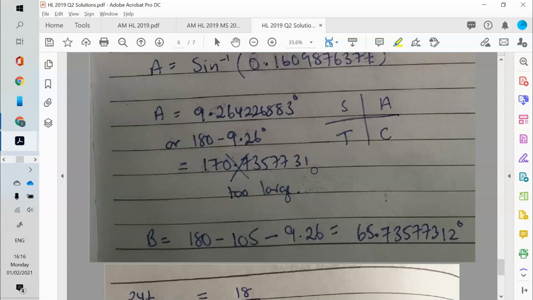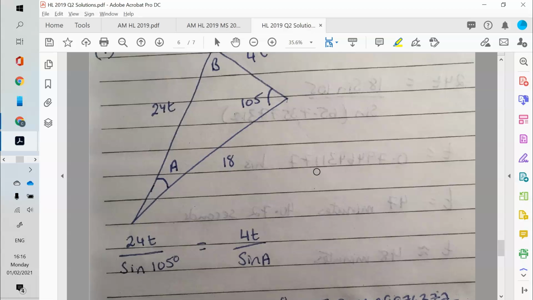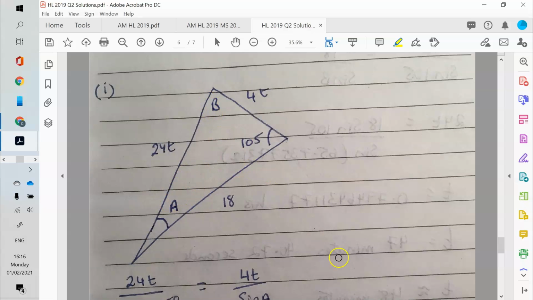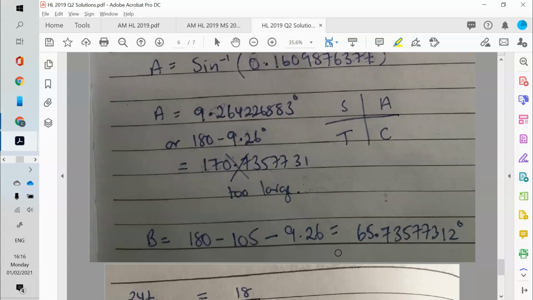So our angle A must be 9.26 degrees. Using that information, we can figure out what angle B is, because the three angles will add to 180, and we'll get 65.7 degrees for angle B.